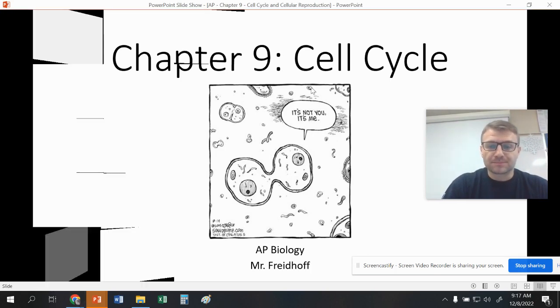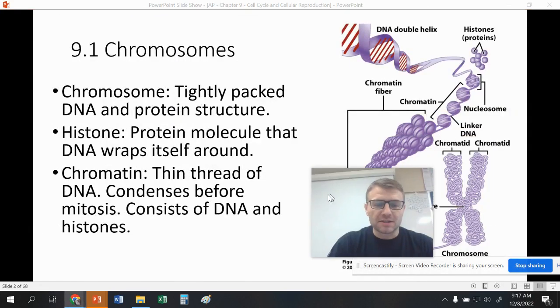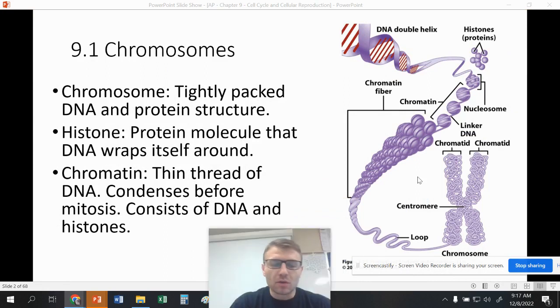Let's get into it. Before we talk about the cell cycle, we have to talk about chromosomes more specifically, because in the next two chapters, we're going to be talking about these chromosomes and how they split. Chromosomes are tightly packed structures of DNA and protein. Usually in my biology classes, I talk about how they're DNA just packed together, but there is a bunch of protein in these structures. These histones that you see up here are the proteins that we're talking about. The DNA is going to wrap itself around these histones to package it up.